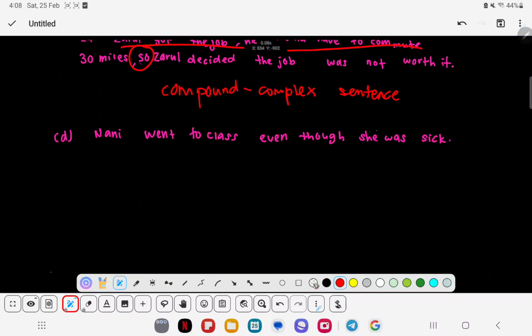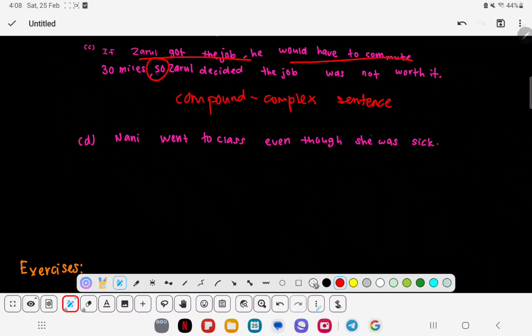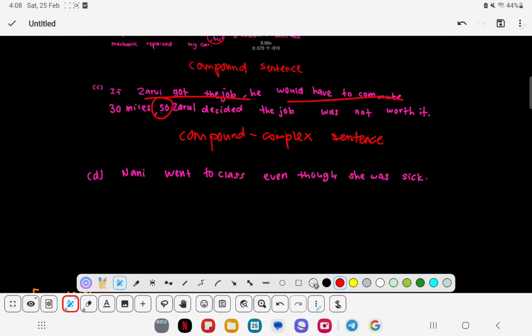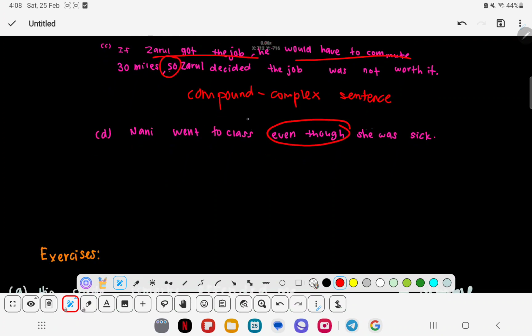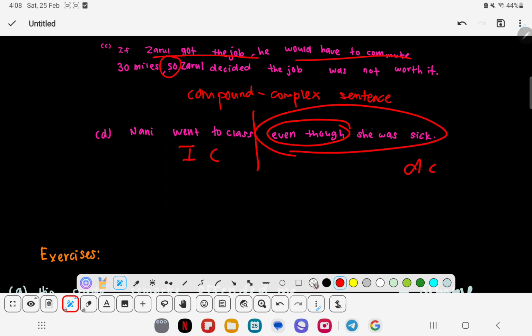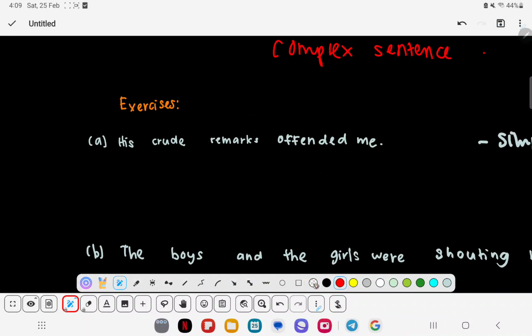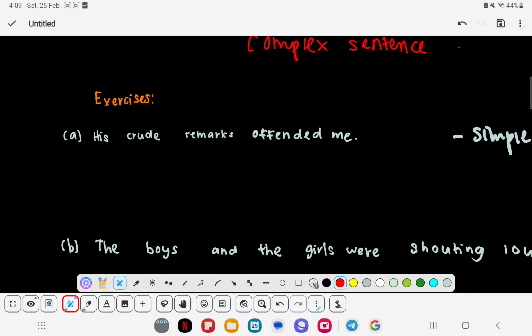Now we have here, Nani went to class even though she was sick. Here we have the word even though. So you know that Nani went to class even though she was sick. Here the first part is IC, and here even though she was sick is DC. So what does this mean? IC, DC. It is a complex sentence. Now, do this exercise and tell me what it is.